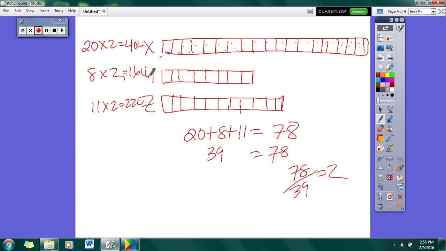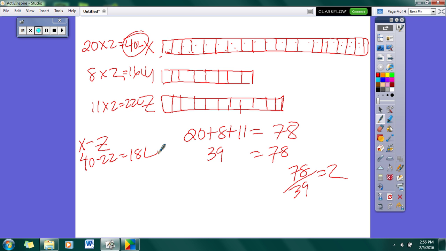So the first question says, how much was poured into X? 40 liters. The second question says, how much more water was poured in X than Z? So it should be X minus Z, which is 40 minus 22, which is going to give me 18 liters. Let's go over the last one.